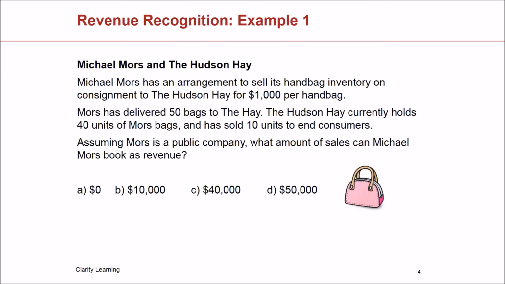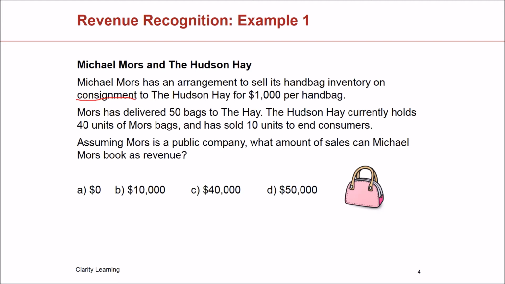So Michael Moores has an arrangement to sell his handbag inventory on consignment to the Hudson's Bay for $1,000 per handbag. Moores has delivered 50 bags to the Bay, and the Hudson's Bay currently holds 40 units of Moores bags and has sold 10 units to end consumers. Assuming Moores is a public company, what amount of sales can Michael Moores book as revenue? $0, $10,000, $40,000, or $50,000.